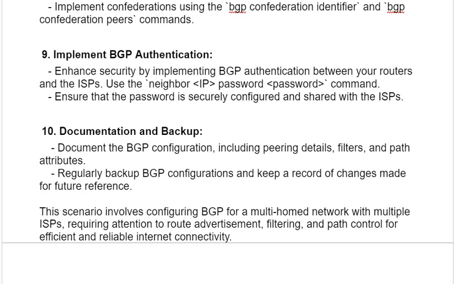This scenario involves configuring BGP for a multi-homed network with multiple ISPs, requiring attention to route advertisement, filtering, and path control for efficient and reliable internet connectivity.